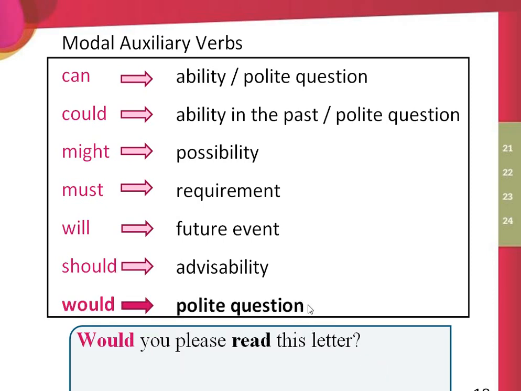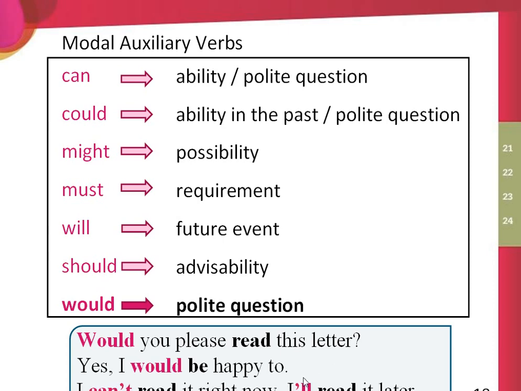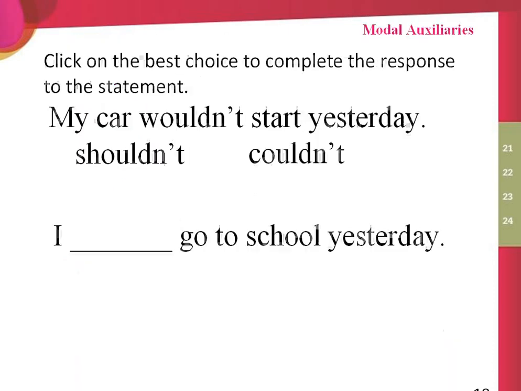And one more is would, that is used for a polite question. Example, would you please read this letter? Yes, I would be happy to. I can't read it right now. I'll read it later. Now we have some exercises.